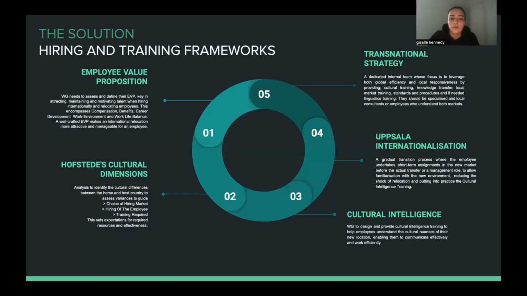So, all in all, these practices are grounded in international business theories, and they ensure that these employees can adapt to their new roles and succeed in their international assignments, which would allow the Woolworths Group to maintain international talent. I'm now going to pass over to you, Giselle.